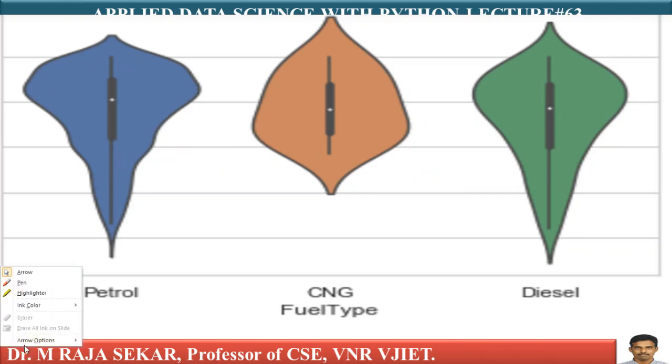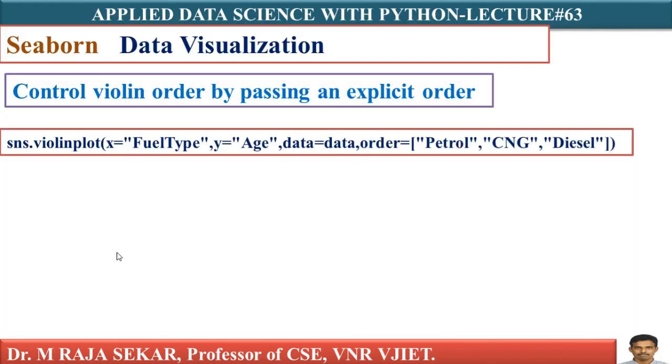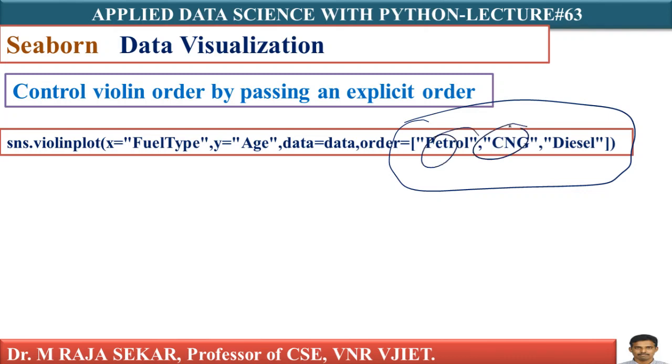Let me first explain what order is. By default it is none. Order is a list of strings. Just see this in the order. Is it not a list? Within square brackets means list. Petrol is a string, CNG is a string, diesel is a string. Therefore, it's a list of strings. It is an optional argument, isn't it?